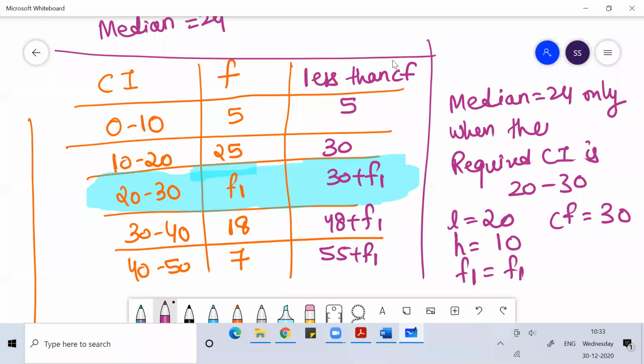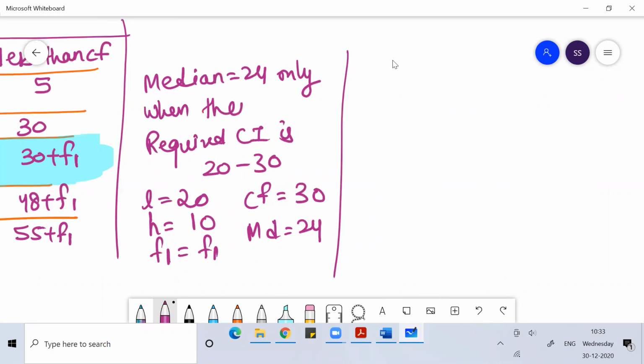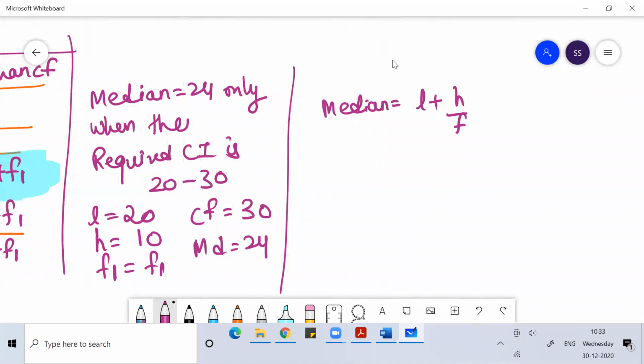Any doubt, anyone? And the median is 24. Anyone, any doubt? So median is 24. So the median formula, if you apply, the median formula is L plus H by F into sum of F by 2 minus CF. Median is 24.